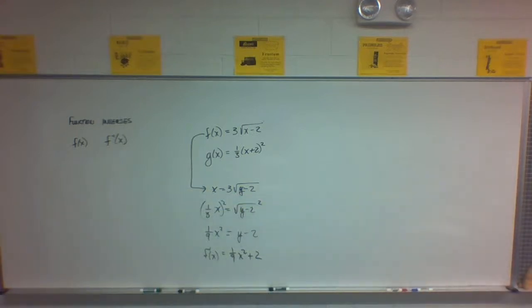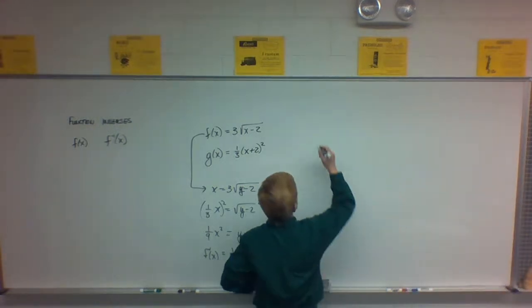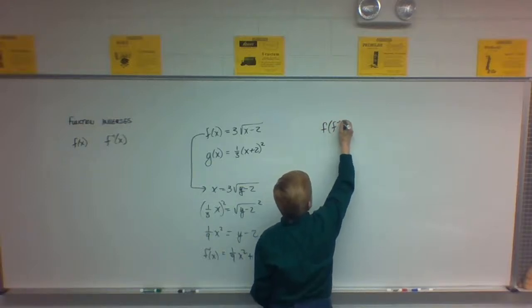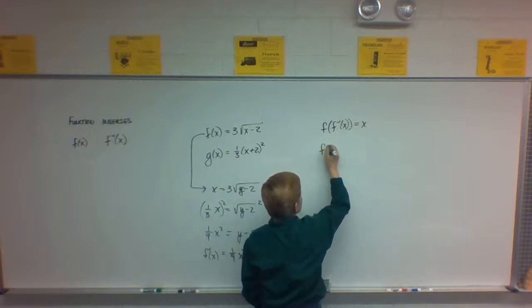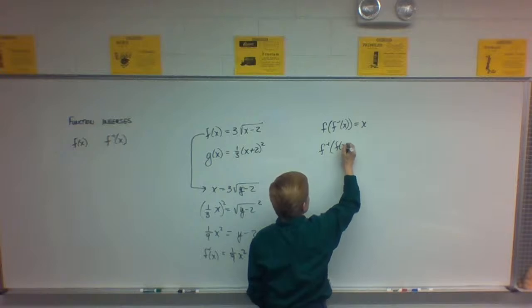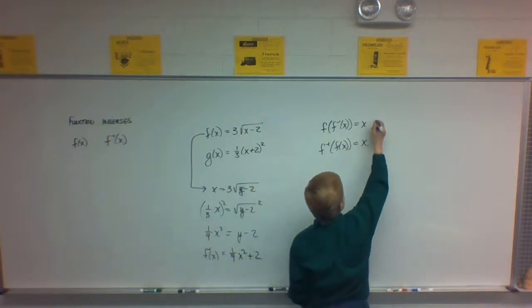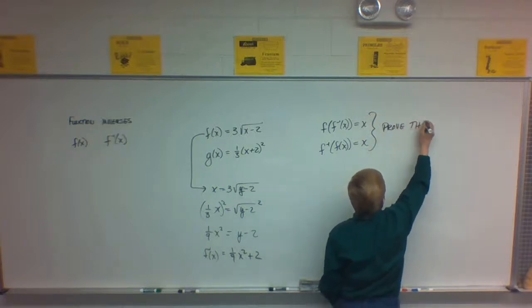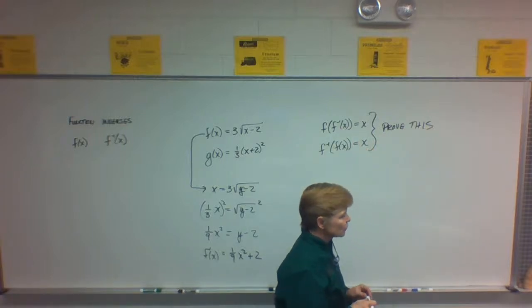Here is the way you prove two functions are inverses. You have to do this. F composed with its inverse has to equal x, and F inverse composed with F has to equal x. You have to prove this. You have to compose them both and get x both times. If either one of them fails, you're done. You say they're not inverses.